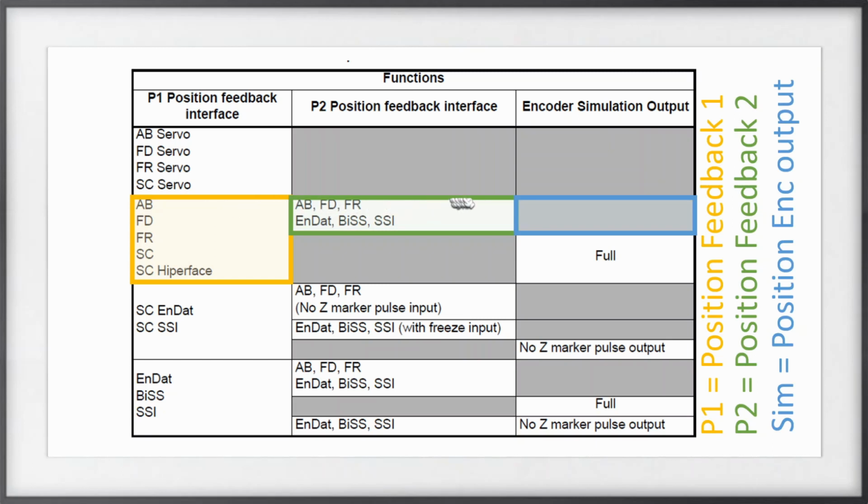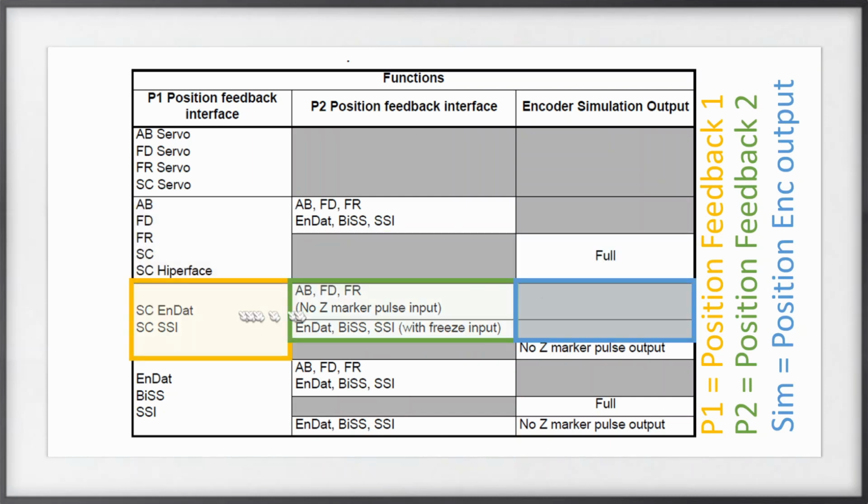So what can we do? Well, with this particular combination, we can use it for another AB encoder. So we could bring in 2 AB encoders, or in the case of this video, we could use it as a simulated output and get full A0, B0, and Z pulse output of the simulated encoder.